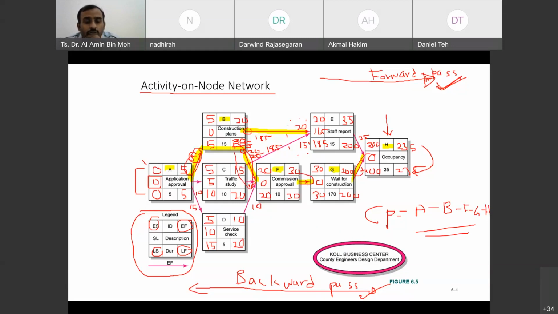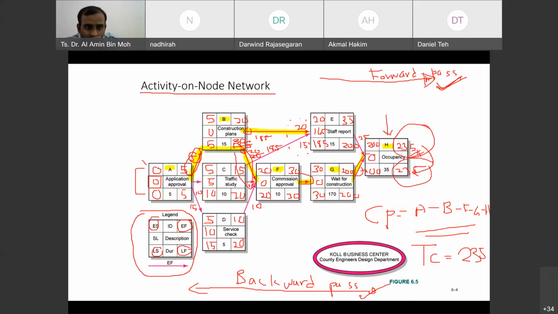Okay, so what else? What is the total completion time of this network? 235. TC, total completion time, 235. Okay, 235. If it's days, then days. If it's weeks, then weeks. So this is the total completion time.